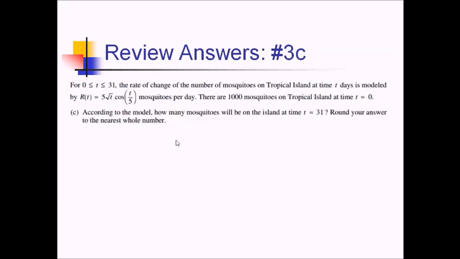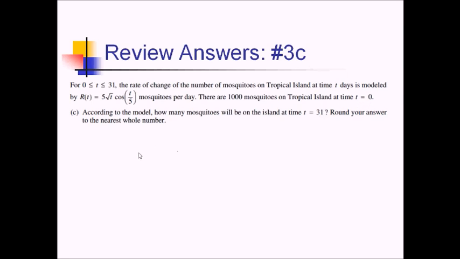For part C, according to the model, how many mosquitoes will be on the island at time 31? Round to the nearest whole number. Okay, so we already have a function that gives us the total rate of change in the number of mosquitoes. We don't have to worry about mosquitoes being born and dying. This function takes all of that into account. All we have to do is take the initial number of mosquitoes and add the total change in mosquitoes from time 0 to time 31.